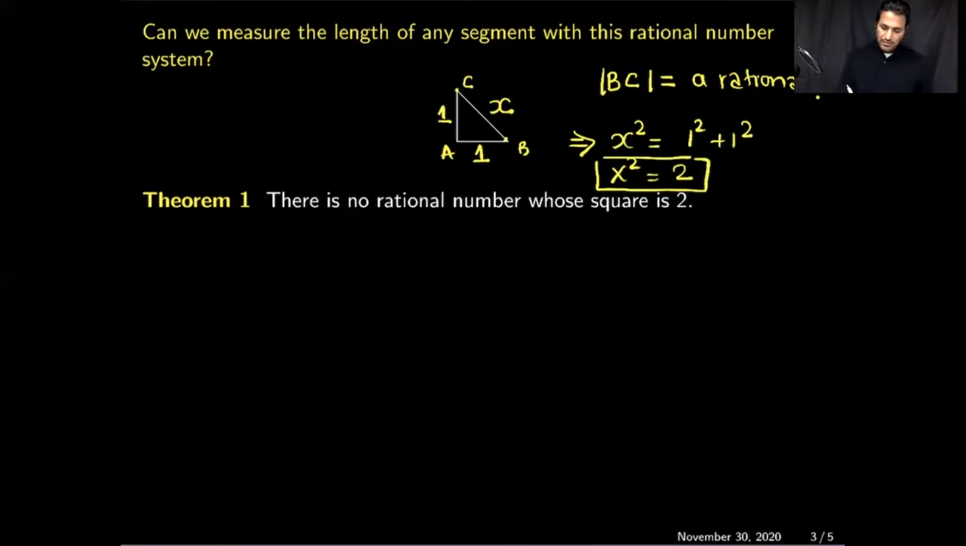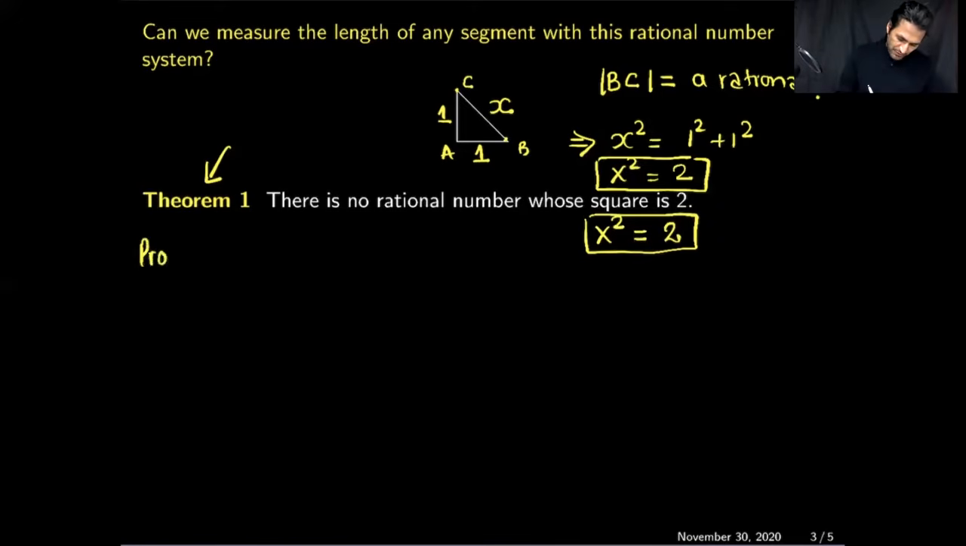So here, this is our theorem. In this theorem, we will prove there is no rational number whose square is 2. Or in other words, there is no rational number which satisfies this equation. If we prove this, then it means this segment BC cannot be represented by a rational number. So you cannot write this length in the p over q form. So let's begin this proof.